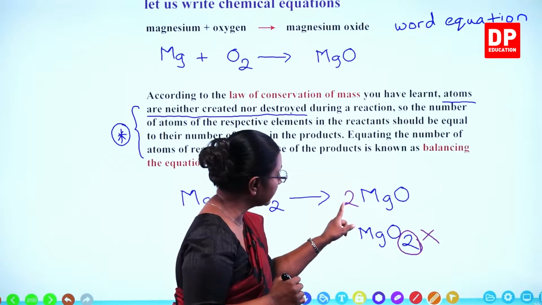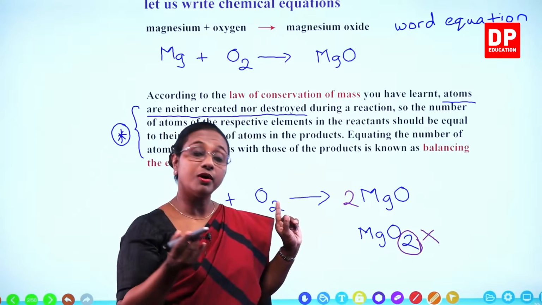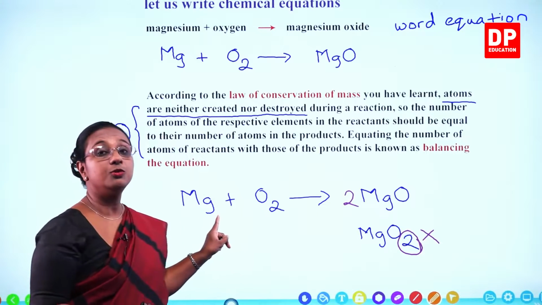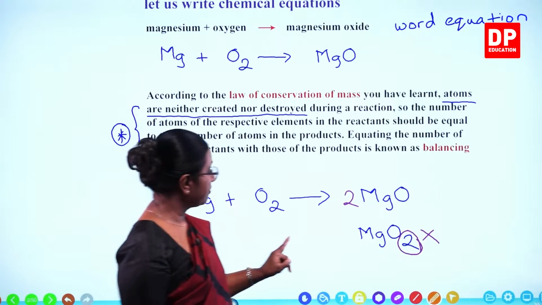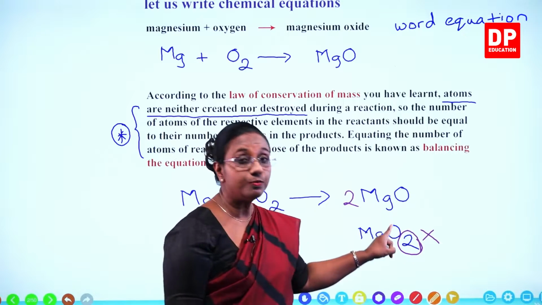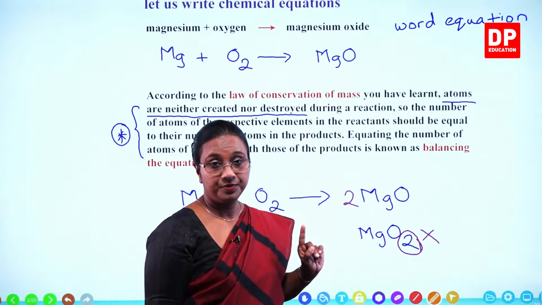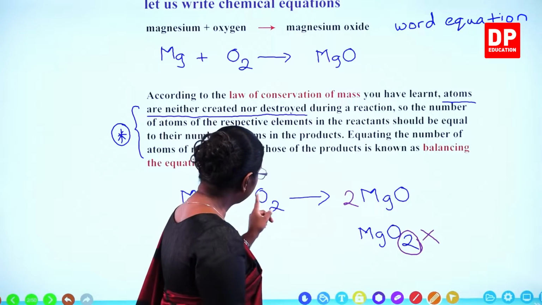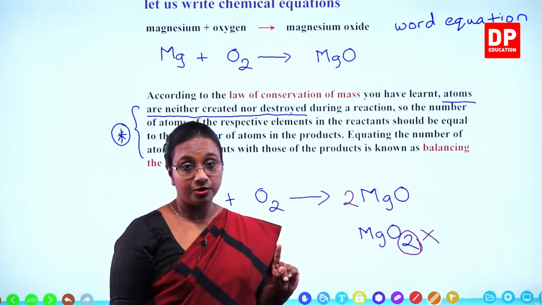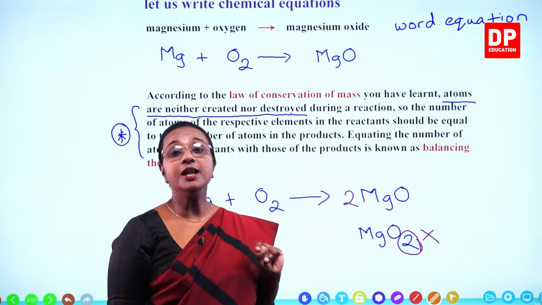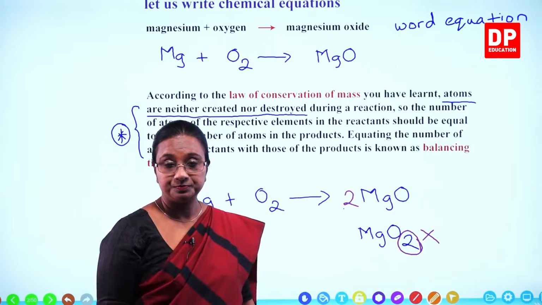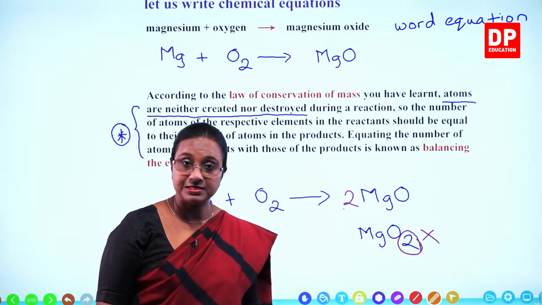When you write a number in front of a compound or an element, if you write a 2 in front of magnesium, that means there are 2 magnesium atoms. The same way, if you write a 2 in front of magnesium oxide, that means there are 2 molecules of magnesium oxide. Now if you count, there are 2 magnesium oxide molecules, and each molecule has 1 oxygen. Therefore, there are 2 oxygen atoms. So the oxygen is balanced.